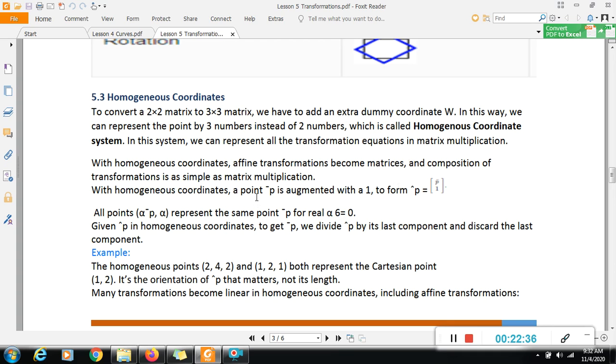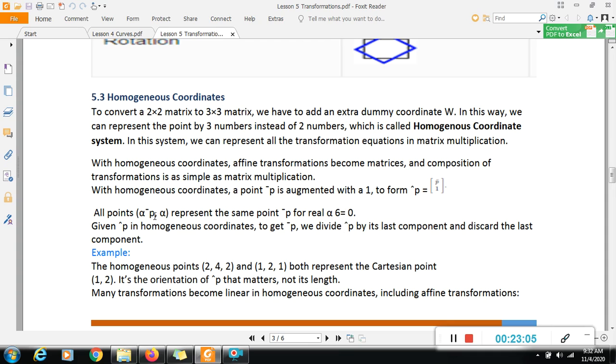So if we have homogeneous coordinates, a point, let's say P, is augmented with another value, let's say 1, to form a matrix P, which consists of the point and the other value 1. Now all points alpha P represent the same point P for real alpha, where alpha is not equal to 0.